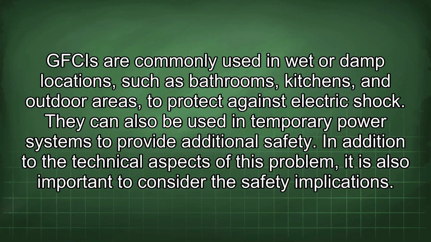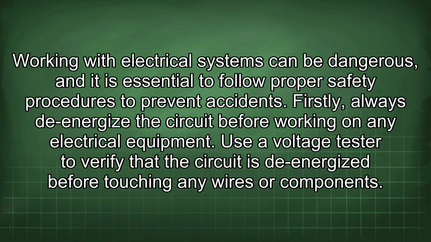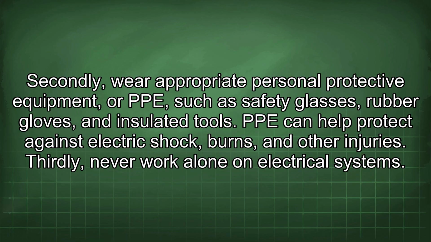In addition to the technical aspects of this problem, it is also important to consider the safety implications. Working with electrical systems can be dangerous, and it is essential to follow proper safety procedures to prevent accidents. Firstly, always de-energize the circuit before working on any electrical equipment. Use a voltage tester to verify that the circuit is de-energized before touching any wires or components. Secondly, wear appropriate personal protective equipment, or PPE, such as safety glasses, rubber gloves, and insulated tools. PPE can help protect against electric shock, burns, and other injuries.